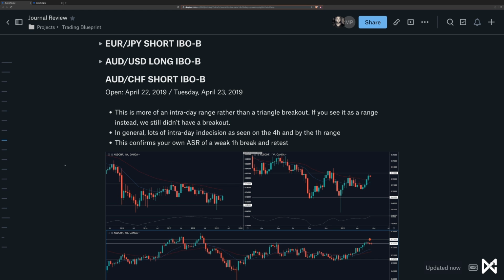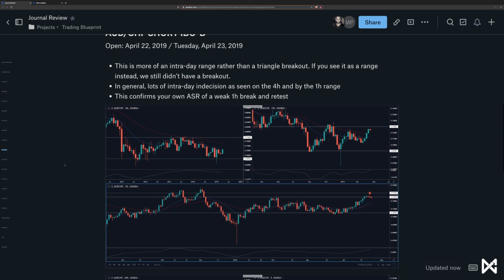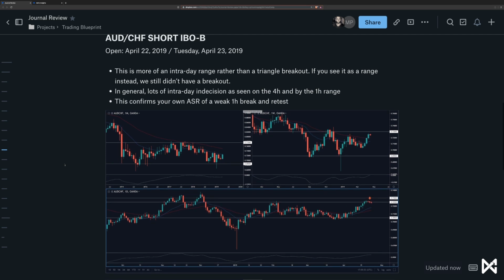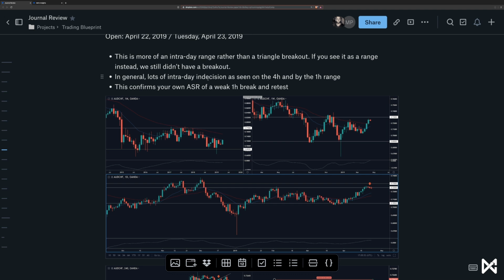Azie Swiss short IBO-B. Let's have a look. April 22nd, this is more of an intraday range rather than a triangle breakout. If you see it as a range instead, we still didn't have a breakout. Okay, good, interesting. In general, lots of intraday indecision as seen on the 4-hour and by the 1-hour range. This confirms your own ASR of a weak 1-hour break and retest.